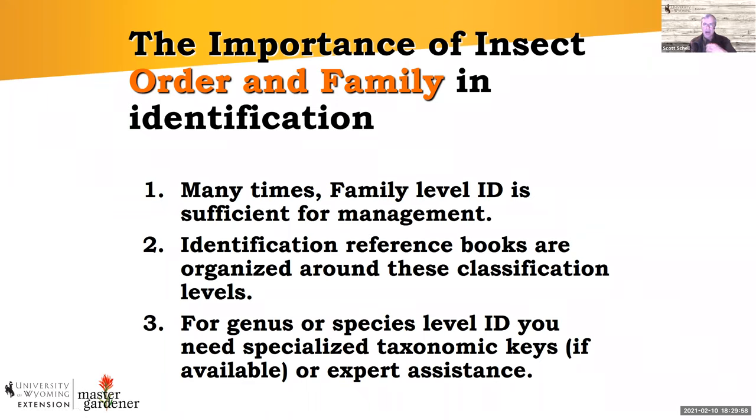Say if you have aphids on your crop plants, you can probably narrow it down and figure out what species it is, but the basic control measures will probably be the same for aphids on that crop, no matter which species it is. They often aren't that specific. Identification reference books are all organized around these classification levels, so it's good to know them. Sometimes to get past the family to the genus or species level, you need to have specialized taxonomic keys if they've been written, or expert assistance.